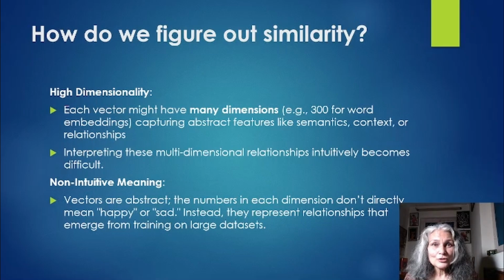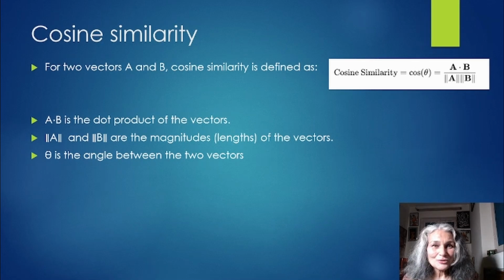Secondly, they also have non-intuitive meanings. Vectors are abstract representations of the word. Therefore, the numbers in a vector don't directly mean that something is happy or sad or masculine or feminine or royal. Instead, they represent relationships that emerge from the training data. So these are the challenges for trying to measure similarity of vectors. How is this being sorted out?